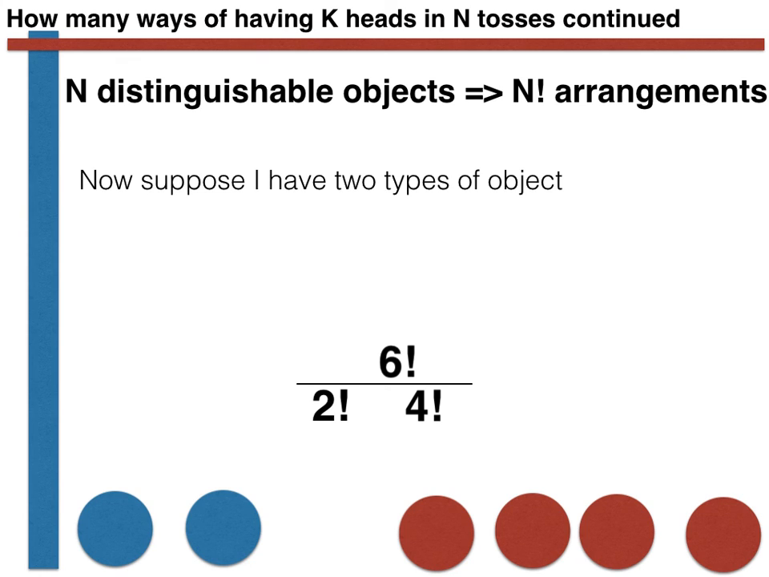This is how the binomial coefficient is defined, and it is how we can calculate the number of ways of arranging the k successes and the n minus k failures in our binomial random variable.